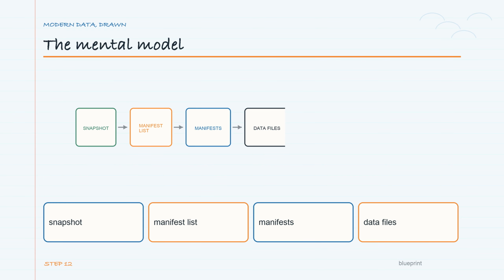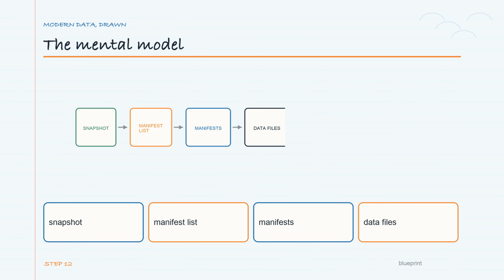Before we finish, let us join the pieces into one mental model. Remember the path: snapshot, manifest list, manifests, then data files. That metadata path gives Iceberg a consistent table version, supports file skipping, and makes time travel possible. Atomic metadata changes let the table evolve without exposing partial writes.